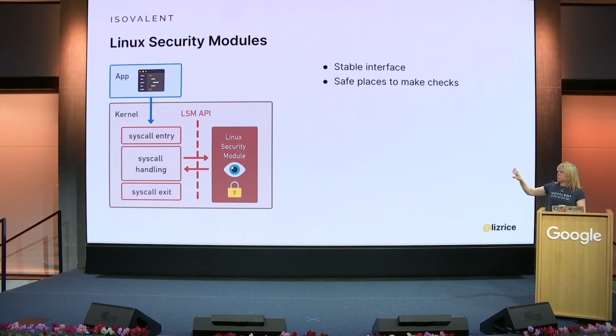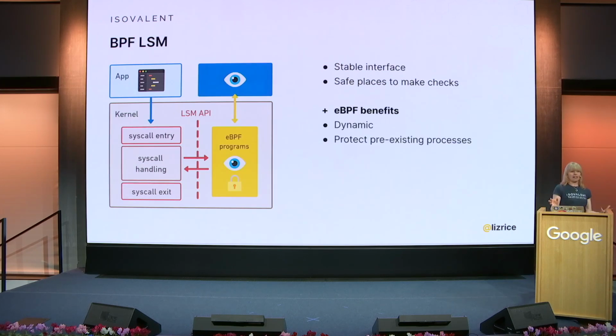Both those tools are using this LSM API to get information about the events that they're policing. It's a stable interface. It's designed for security. Your application on the other side of the interface is being given the kernel's representation of these data structures. So it's a safe place to make these security checks. So it's a great place to run eBPF programs that can be much more dynamic and much more customized to the security checks you want to make.